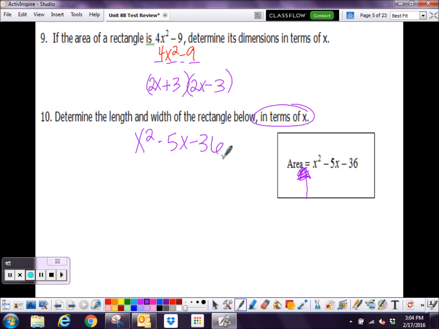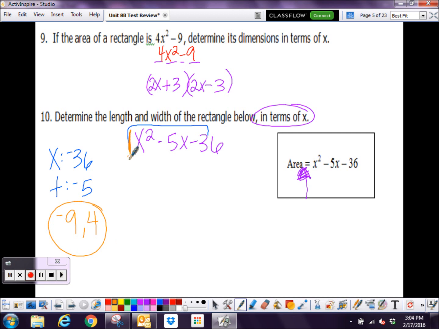minus 36. Okay, there is no GCF, so I'm going to do a times c. I need two factors that multiply to be negative 36 and add to be negative 5. My two factors are going to be negative 9 and positive 4. Okay, good news is we have a 1 in front. So I can do the shortcut, which means negative 9 is x minus 9, positive 4 is x plus 4. And those are our two dimensions.